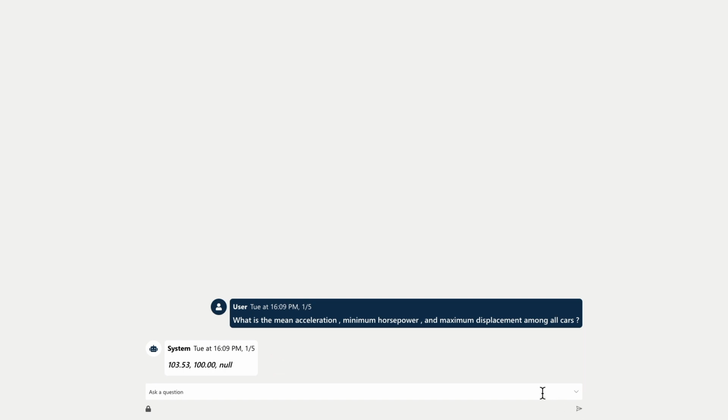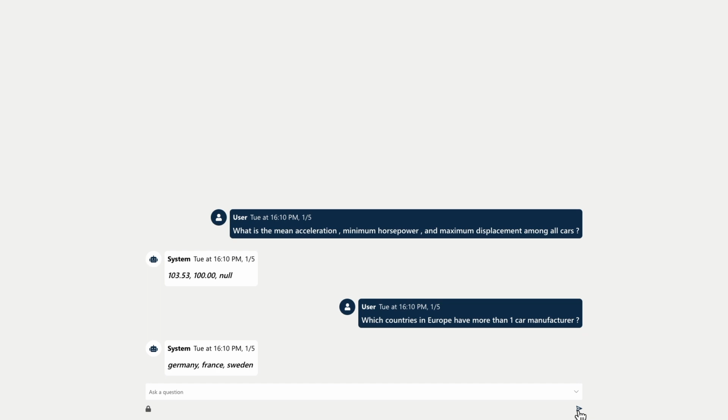Consider another question. Which countries in Europe have more than one car manufacturer? This time, the countries are indeed from Europe, but it is not clear if they are the only ones matching the other criterion. Many systems output a similar response, sometimes along with the generated SQL query. This presents challenges for users who may be familiar with the domain but have little or no experience with SQL to assess the answers for correctness.